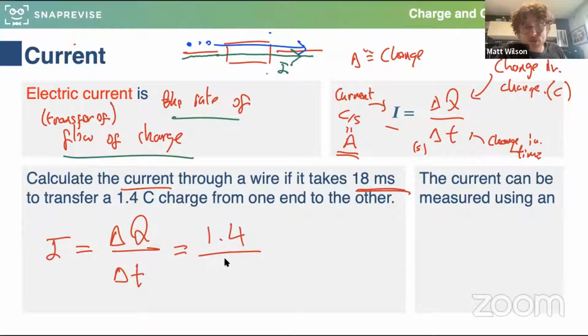Okay, and we have a transfer of charge, 1.4 coulombs, and we have the time it took for it to happen. Now, if I just write 18 here and then calculate the answer, what mistake have I made? What mistake is this? Why is this not going to give me the right answer for the current? Certainly, if I want the current at the end to be in amps.